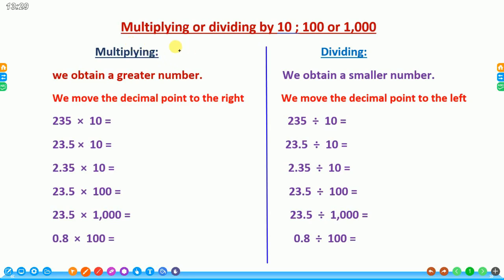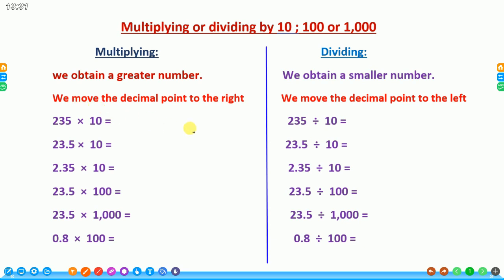Today's lesson is about multiplying or dividing by 10, 100, or 1000. Let's start with multiplying. When we multiply a number by 10, 100, or 1000, the answer is 10 times, 100 times, or 1000 times bigger. That's why to obtain a bigger number, we need to move the decimal point to the right.